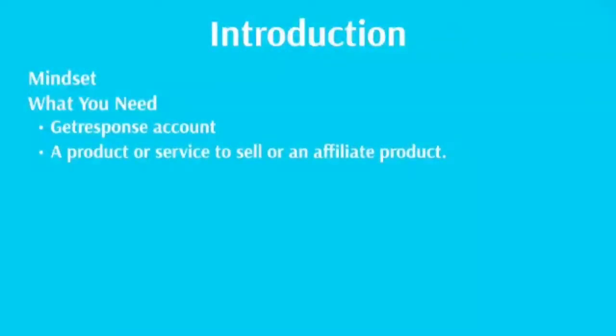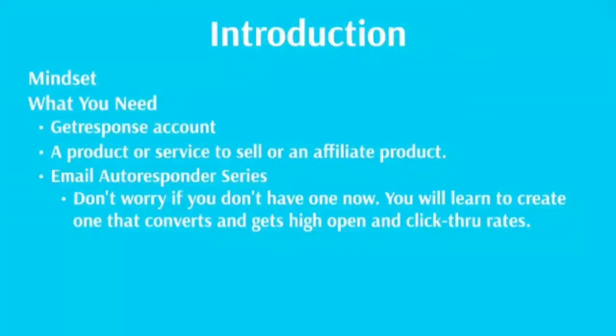You need to have a product or service to sell, or an affiliate product. So either it's going to be your own product or somebody else's product. But in either case, you're going to need an end goal. You also want to have access to an email autoresponder series. In other words, a bunch of emails that are sequenced from day 1, day 2, or however you want to set it up, to build that relationship, to warm people up, essentially. Now, don't worry if you don't have one right now. You'll actually learn how to create one that converts and gets high open rates and high click-through rates.